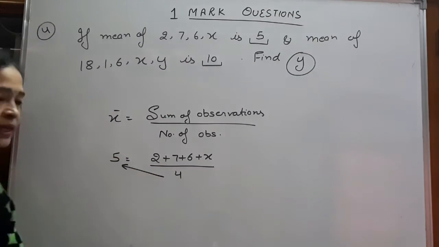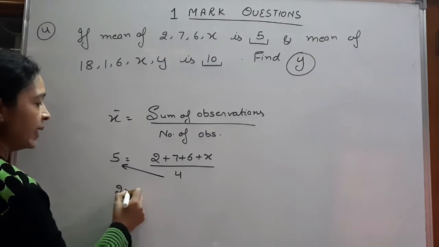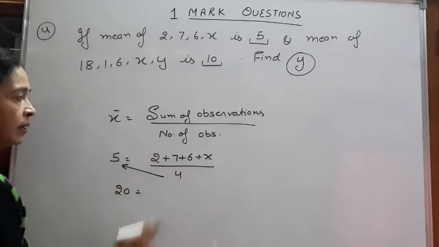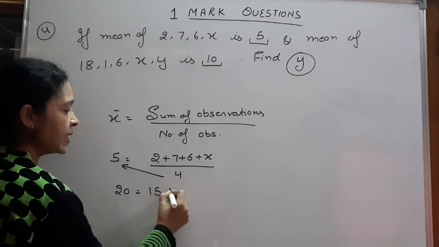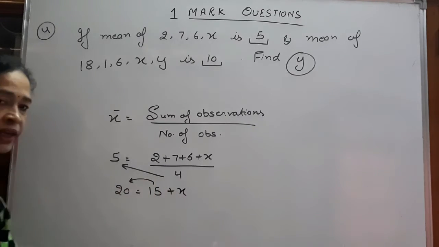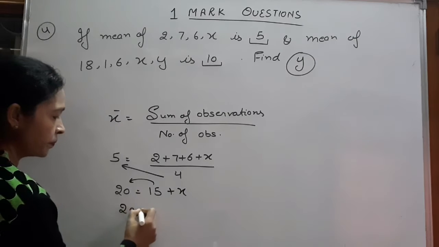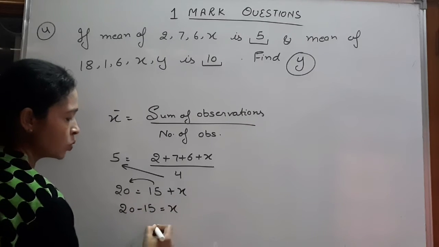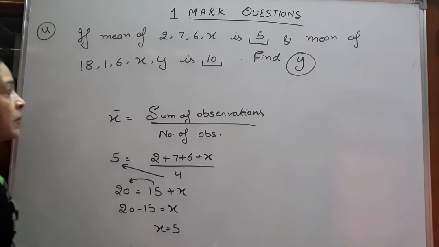First we will find the value of x. 5 into 4, 20 equals 7 plus 6 plus 2, 15 plus x. What will be the value of x? 20 minus 15 equals x. So our value of x is 5.